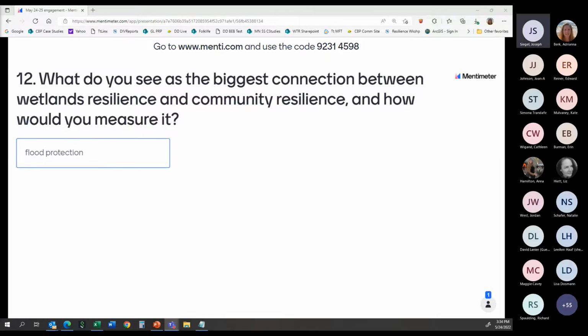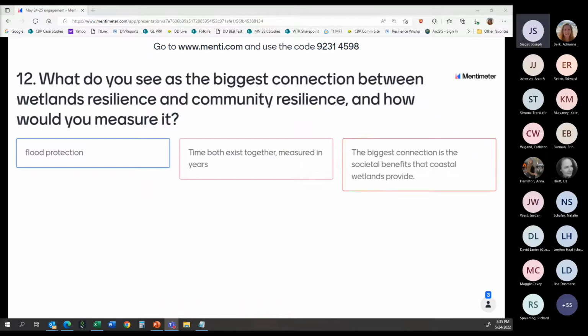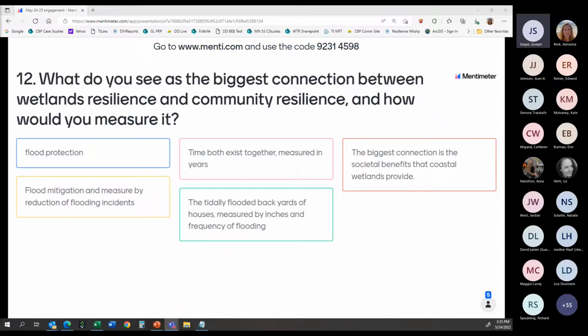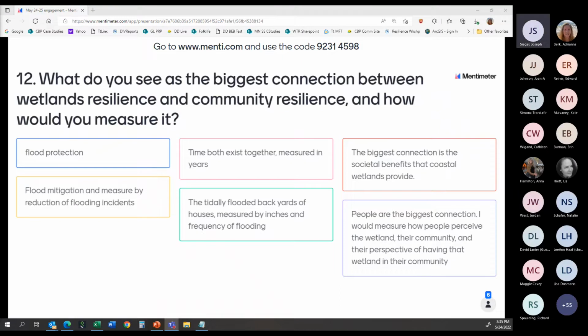So flood protection is a connection between wetlands resilience and community resilience. Time, both exist together, measured in years. The biggest connection is the societal benefits that coastal wetlands provide. Flood mitigation is, I guess, the biggest connection between wetland resilience and community resilience, and we measure that by reduction of flooding incidents. The tidally flooded backyards of houses is a strong connection, and we measure it by inches and frequency of flooding.